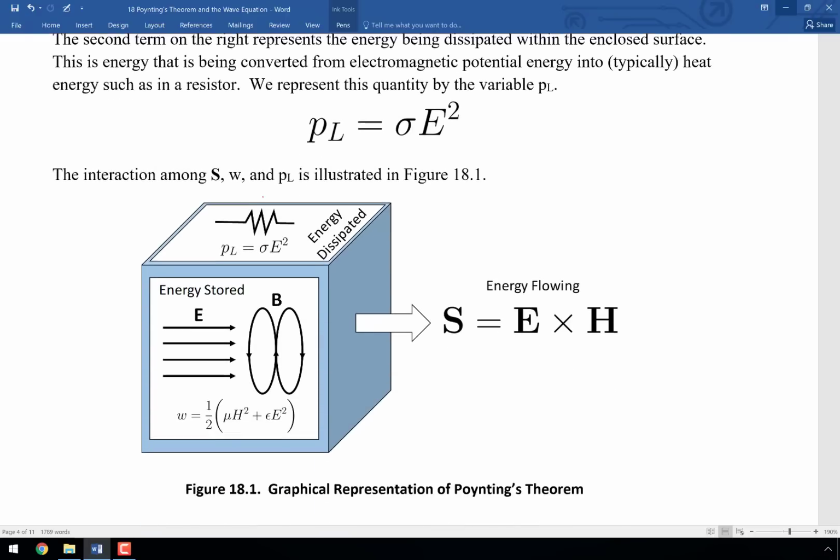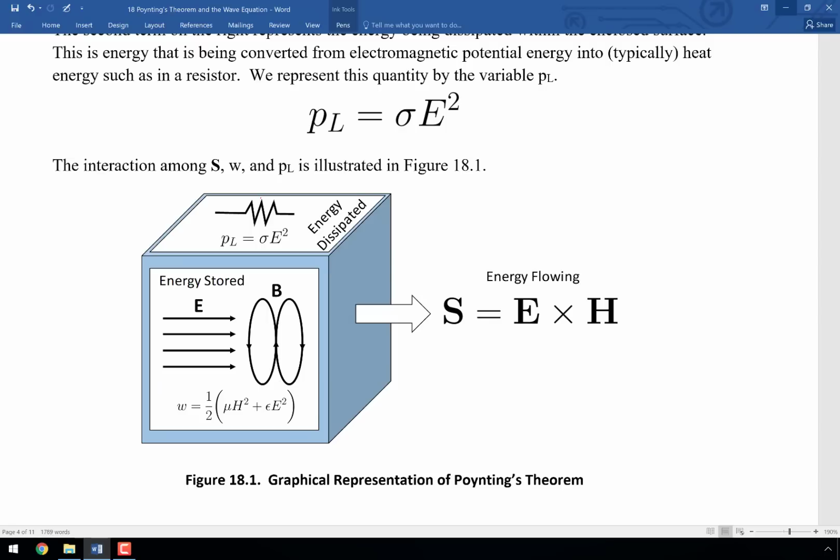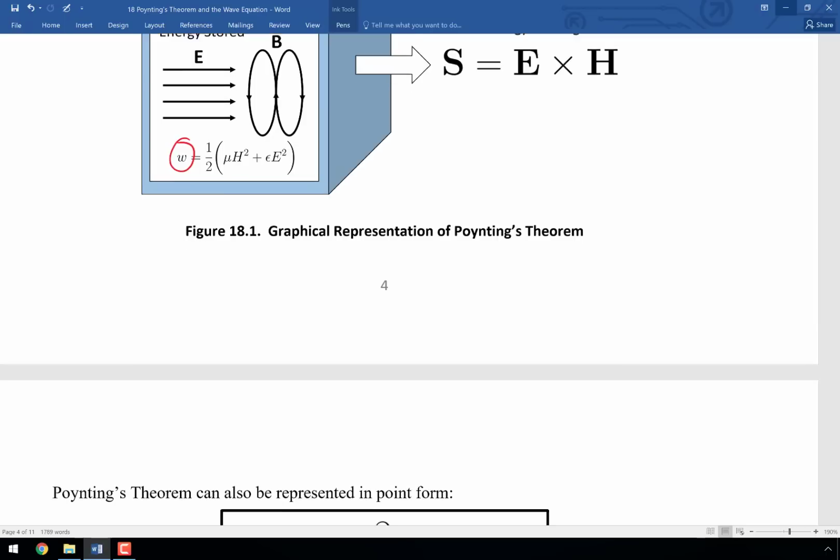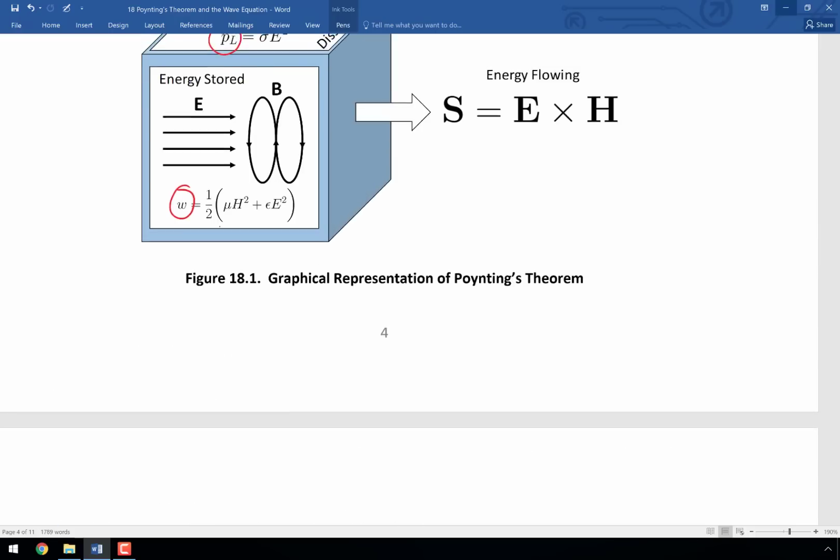I tried to draw a picture here that would help to represent what's going on with these three terms. There's the boundary of the system, which is the box. Energy can be stored as an electric field or a magnetic field, and that's where this W term comes in. Energy can be dissipated, and that's where we get this P sub L term right here. And then energy flowing is represented by the Poynting vector, S equals E cross H. And remember that the Poynting vector will always point in the direction of energy flow, but in the case of a closed surface, which is what we're going to be working with here, I just want to point out something.